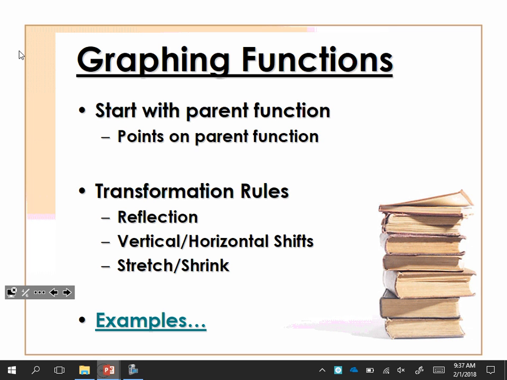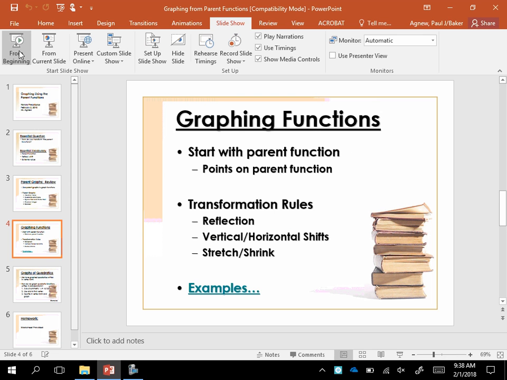When you see the cubic function, I hope that you immediately think (-2, -8), (-1, -1), (0, 0), (1, 1), (2, 8). Because if you know those points, then we can take these transformation rules where we reflect, or where we shift, or where we stretch or shrink a graph. We can apply those transformation rules to those points on that parent function, and then we've gotten our new graph. Okay? And so that's what we're going to practice with today.